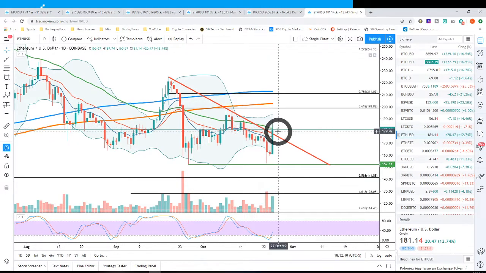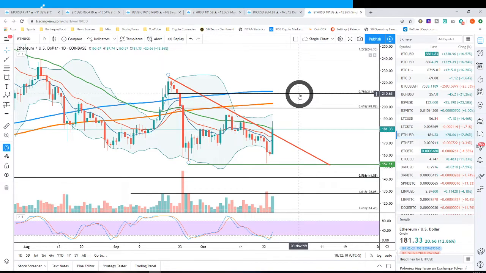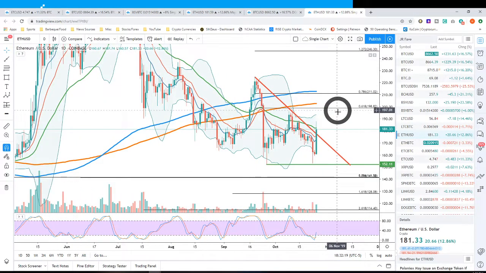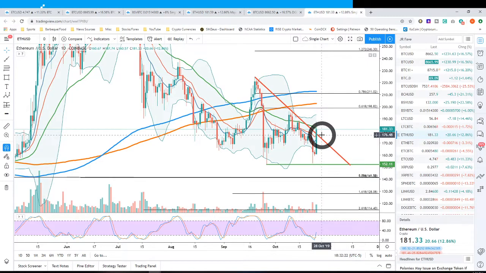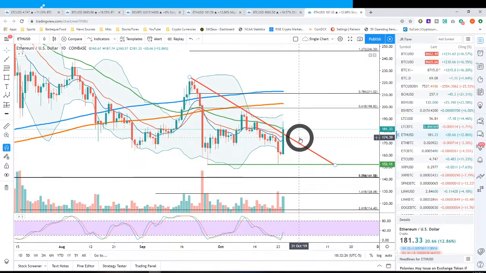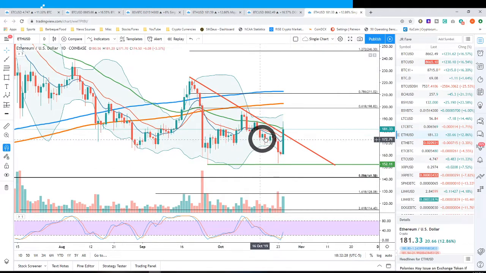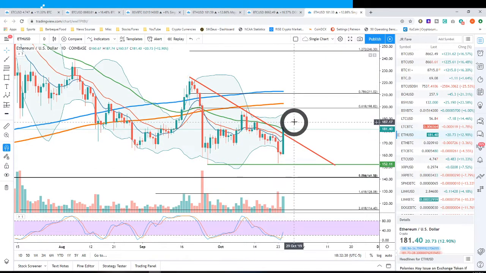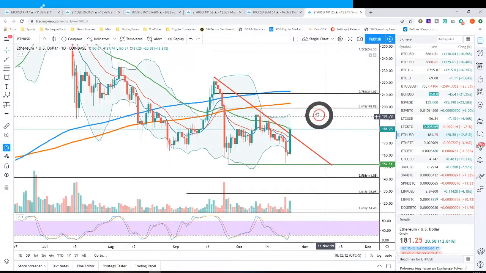Very possible it could come back here and test that, which would put it around 175, 174 area, and then take off again, right? That's one thing I'm going to be watching. Oh, God, I hate this time of year. Yeah, 166. I posted in my channel last night.